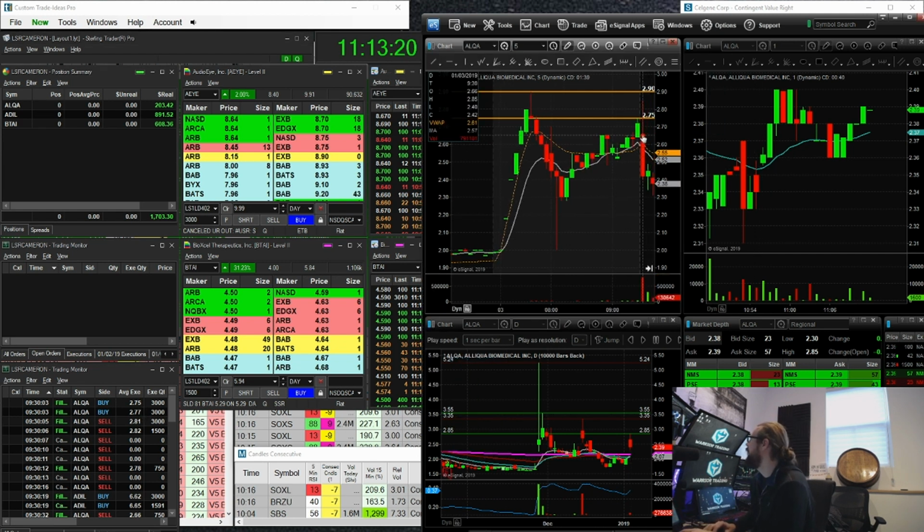It popped up to a high here, as you can see, of 2.85, and I quickly took some profit off the table at 2.81. So at 2.81, I was taking 5 cents off the table of 3,000 shares. That's $150. So, you know, getting myself green.